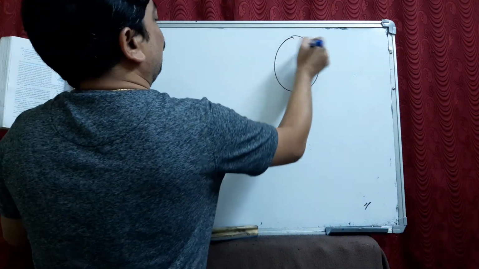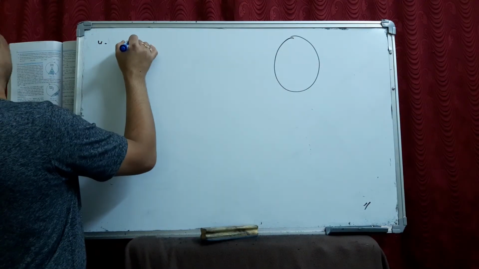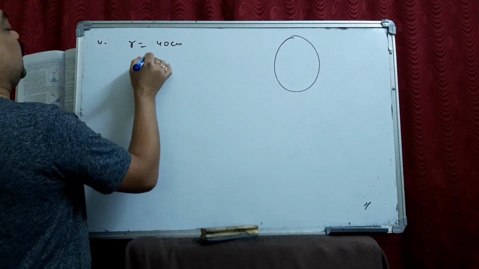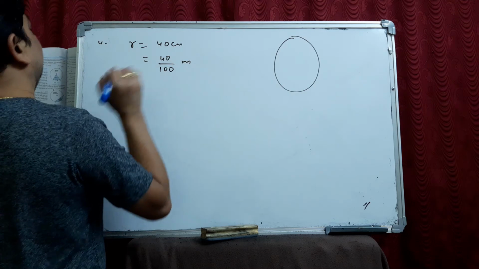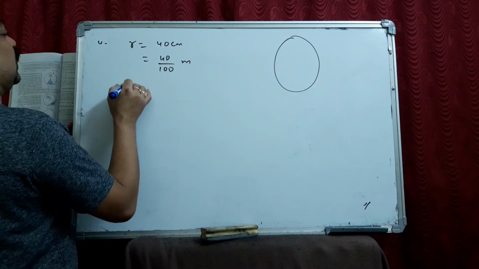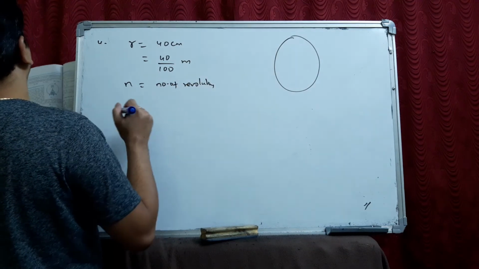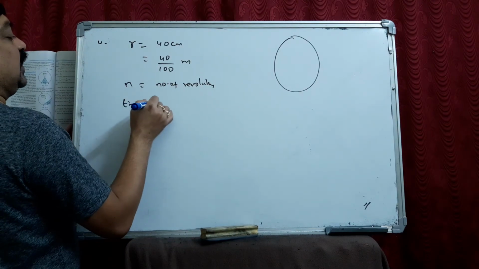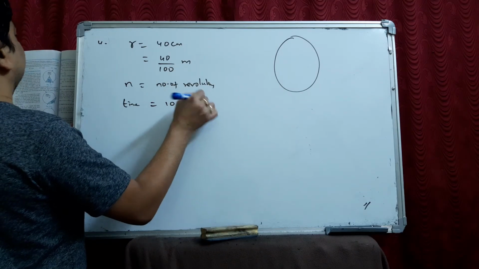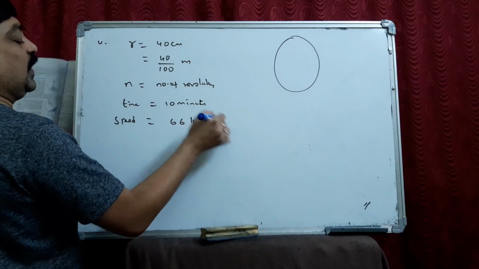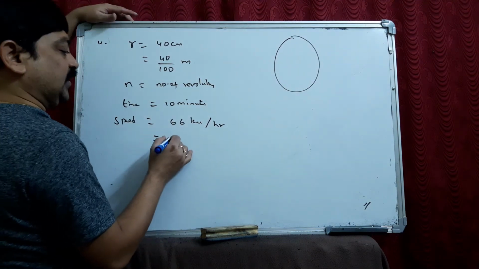What did they give? They have told that the wheels of a car are of diameter 80 centimeters each. So diameter is 80, so radius is 40 centimeter. Now let us convert this into meter: 40 by 100 meter. How many complete revolutions? Let n be the number of revolutions it takes, in time given as 10 minutes. And the speed is given as 66 kilometer per hour.